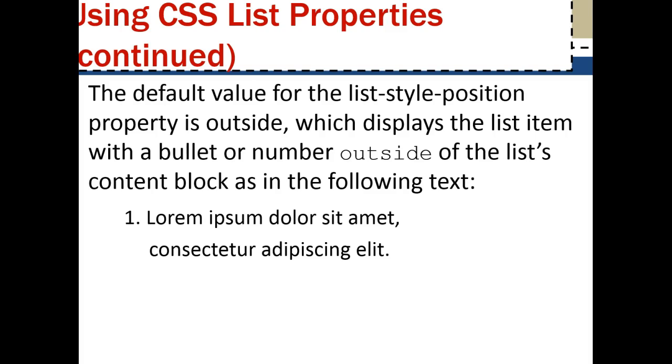So in order to specify the position of the bullet or number in a list, we can use the list-style-position property. The default value for the property is outside, which displays the list item with the bullet or number outside of the list content block, as in the following text. We can see Lorem, like these ones that we have here.